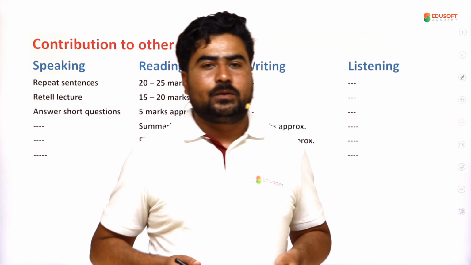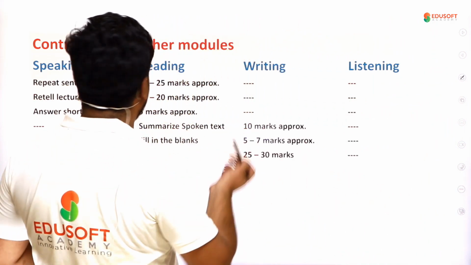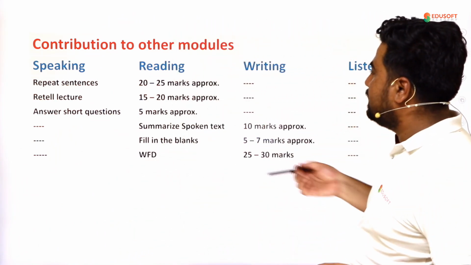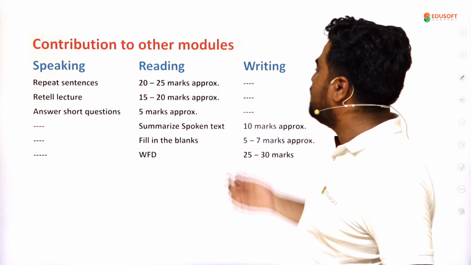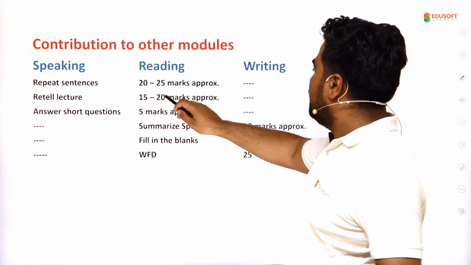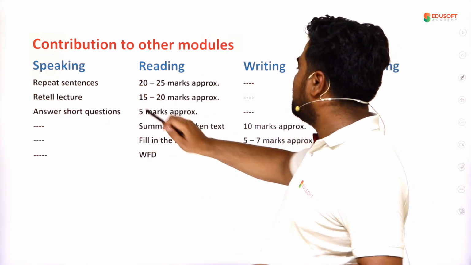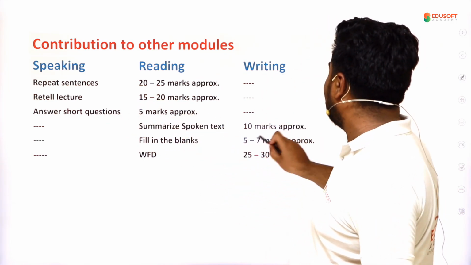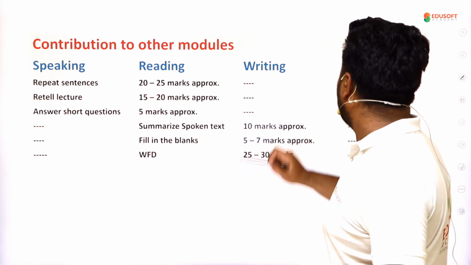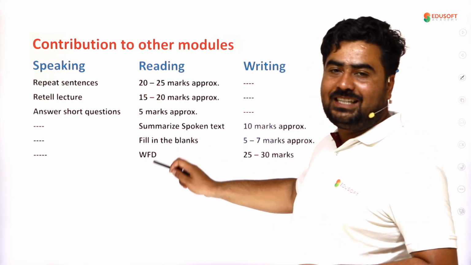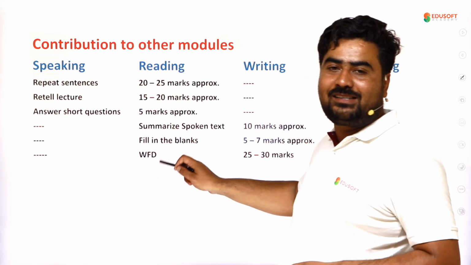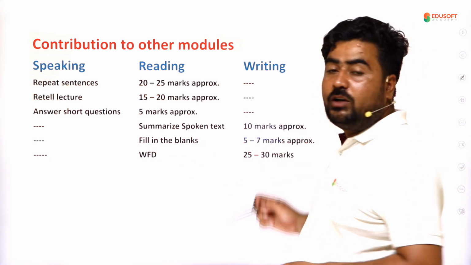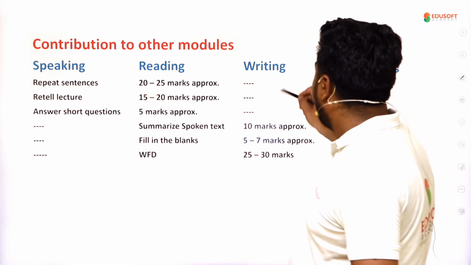Next is the contribution. Again, listening will also contribute to others. Repeat sentences, and under reading it goes 25, 25. Retell lectures, 15 to 20 marks. Answer short questions, 5 marks. Summarize spoken text will contribute in writing, 10 marks. Fill in the blanks, 5 to 10 marks. WFD, this means write from dictation. I have used a short form here. So it will contribute 25 to 30 marks in your writing module.